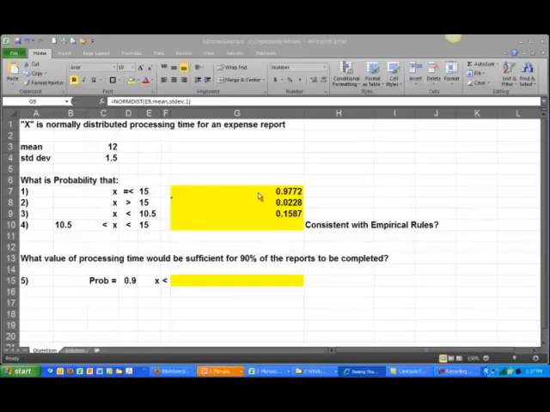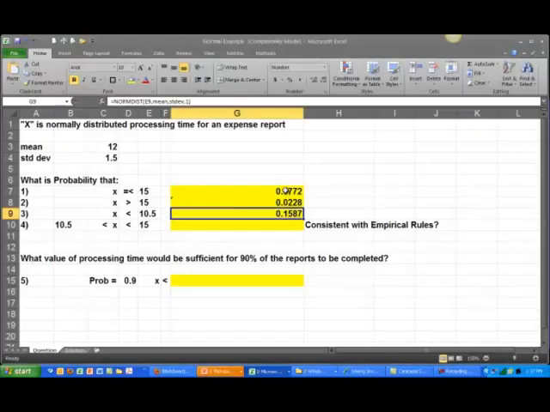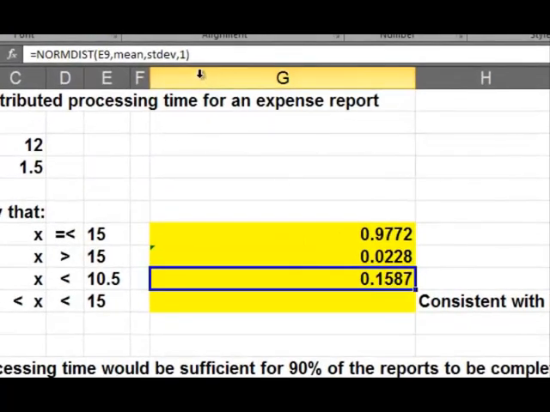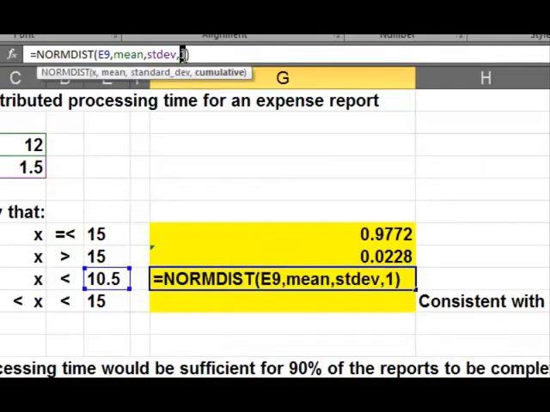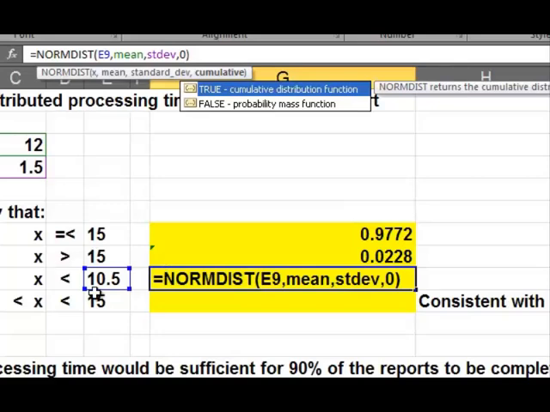Now, another interesting point that this brings up is this question of the norm dist formula and this cumulative flag. What does it mean for me to turn the cumulative flag off in the norm dist function? Because that would imply that I don't want the cumulative probability. I want the probability exactly at 10.5. It would kind of imply that, and we would think that should give us a value of 0. We just saw that on the little Java applet.